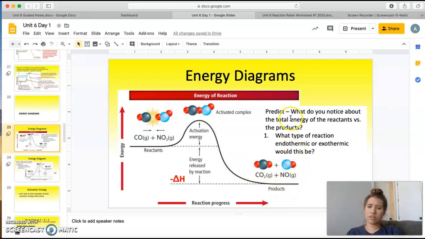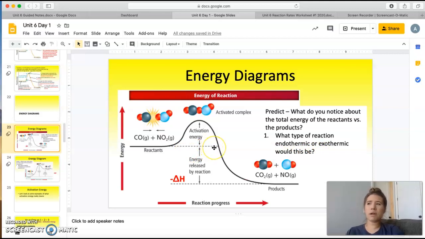Okay? So, first question, predict. What do you notice about the total energy of the reactants versus the products? Okay? Write it down. Hit pause. What do you think? What do you notice about the total energy? Because what I'm noticing, if our y-axis is energy, the energy of the reactants is much higher than the energy of our final products. And so what type of reaction would this be? Would it be endothermic or exothermic?